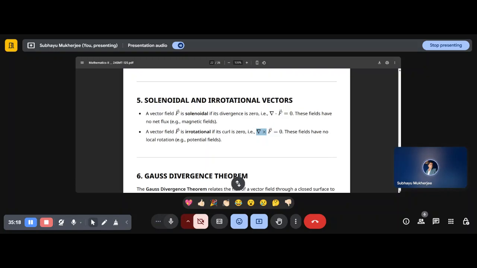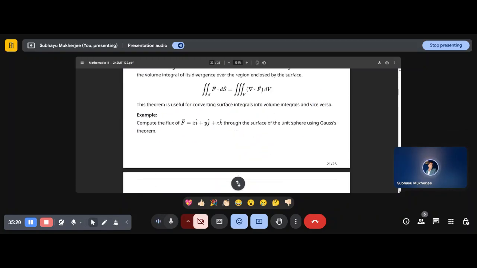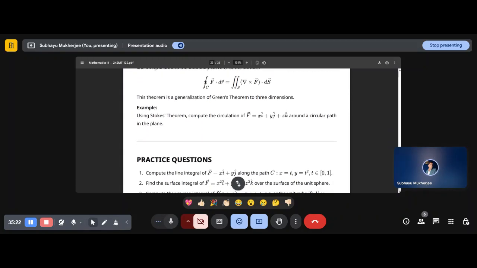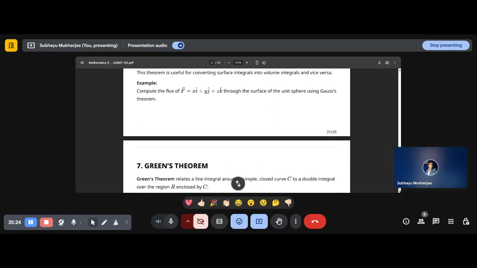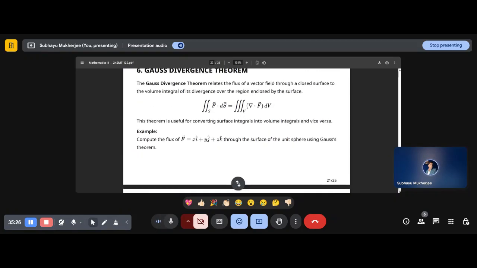Then we have the three theorems which we have to study, because the three of them are dealing with three different things.